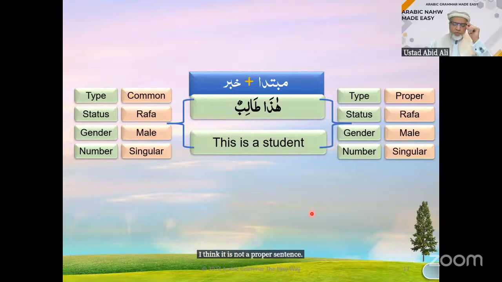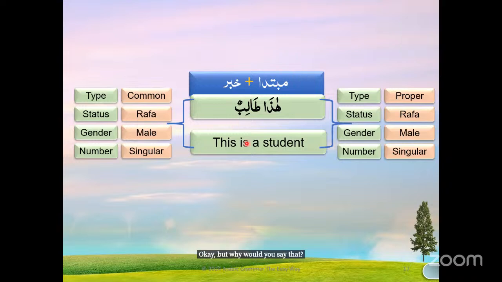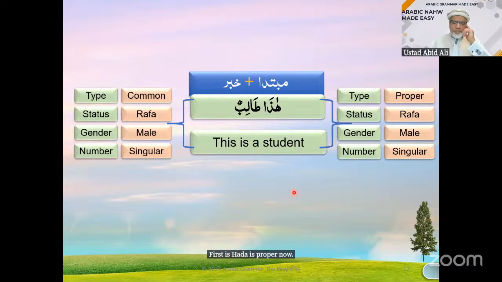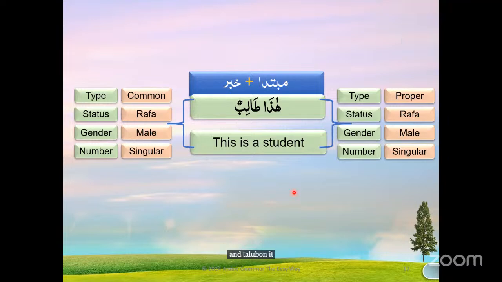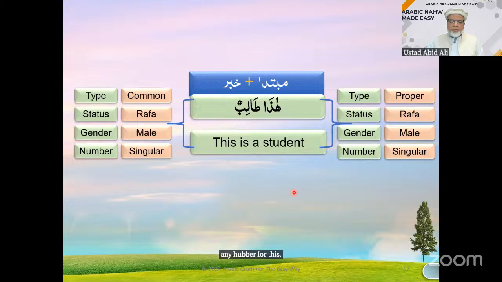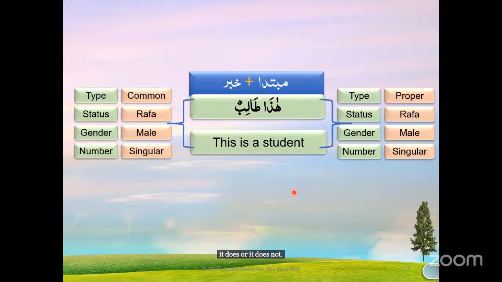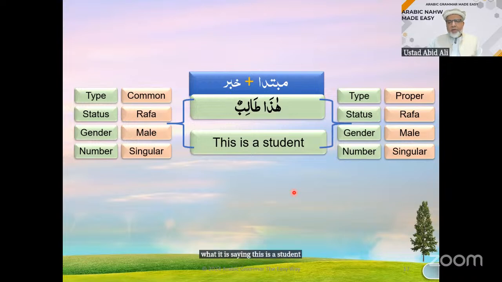Okay, but why would you say that? This first word, hada, is a proper noun, and talibun is general. It does not give any khabar for this. It does or it does not? It does not. What it is saying is, this is a student. It is giving me a khabar. Hada, what is hada? Hada is a pointer, right?